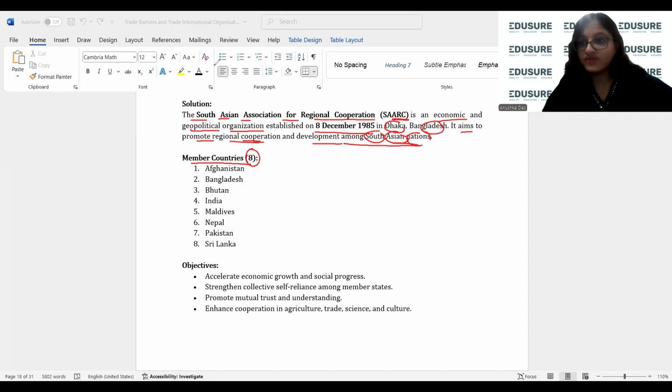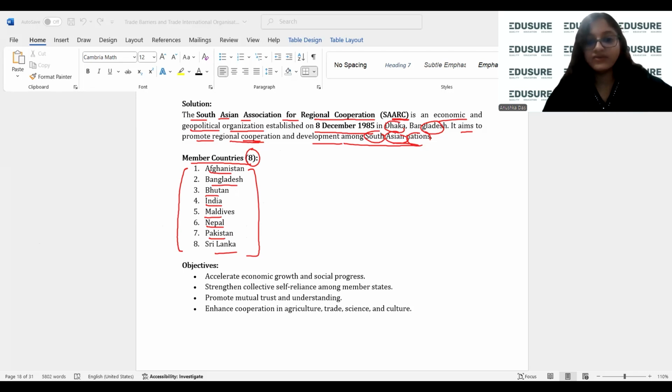They can give you questions like this: which of the following are the member countries of SAARC, or which are not member countries? So you have to remember these names: Afghanistan, Bangladesh, Bhutan, India, Maldives, Nepal, Pakistan, Sri Lanka. These are all South Asian nations and they are members of SAARC.